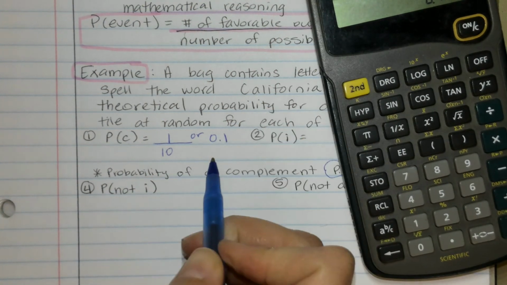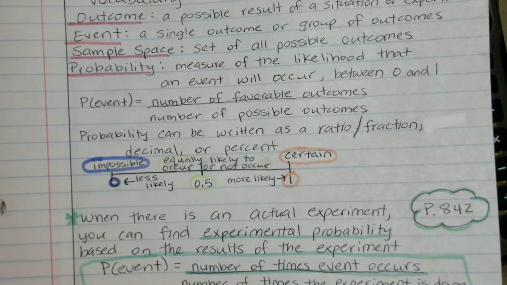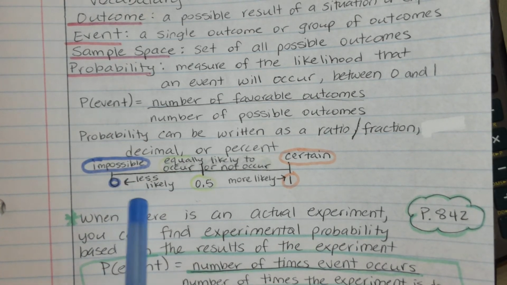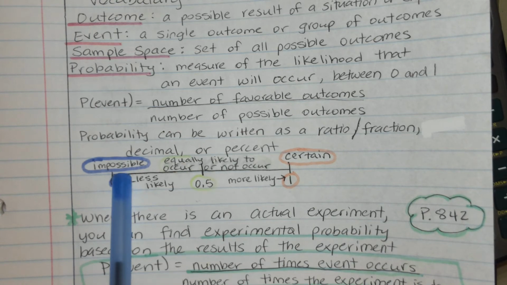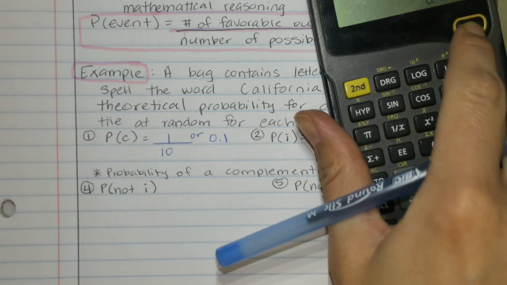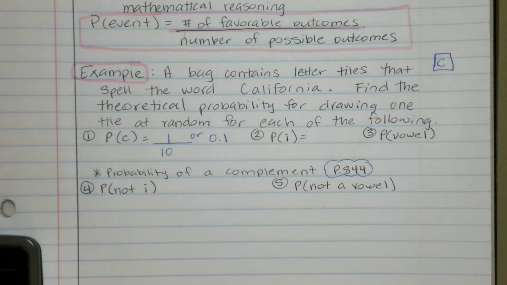And so looking at that, thinking about what we wrote on the other side, it's not very likely that you would get a C. It's 0.1. It's very close to 0. So let's see if any of the other ones are more likely than getting a C.